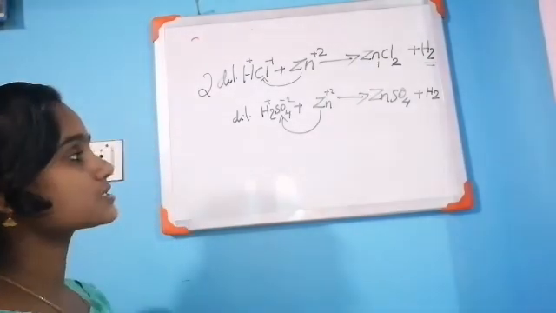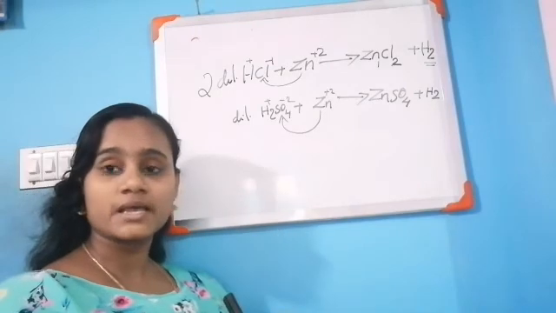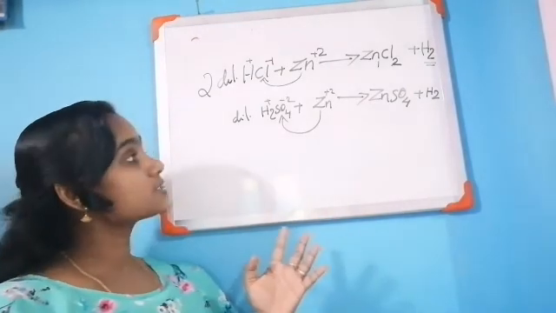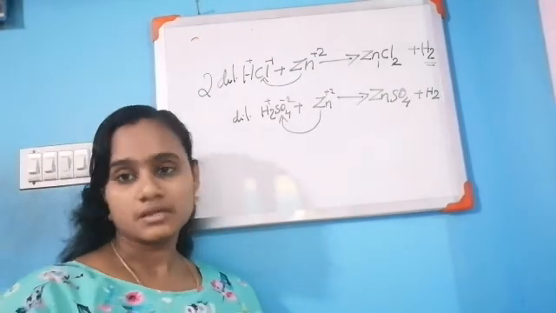So what is the balanced equation for the action of dilute sulfuric acid on zinc? Dilute H2SO4 plus Zn gives ZnSO4 plus H2. Clear now?